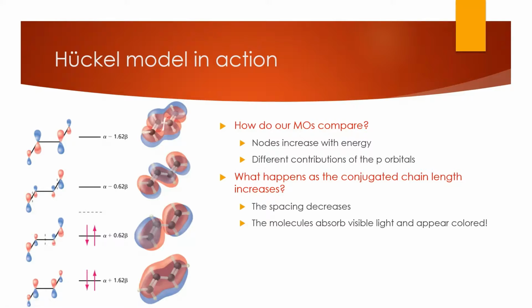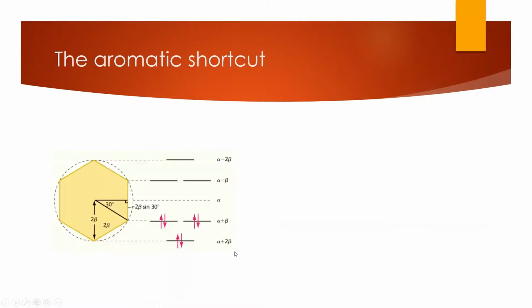So we can also apply this Huckel model to aromatic molecules. And there's actually a cute little strategy that we can use to do this. Essentially what this involves is taking the shape of our molecule. So this would be benzene here, a 6-membered aromatic molecule. We circle the molecule and we set the center of the circle to be alpha, and the radius of this circle is 2 beta. So that means the lowest energy for this molecule is alpha plus 2 beta. The highest energy is alpha minus 2 beta.